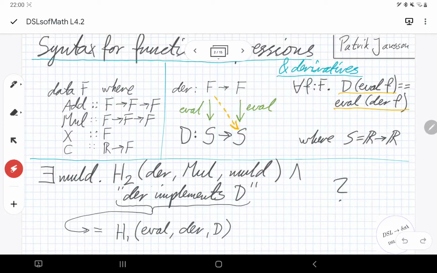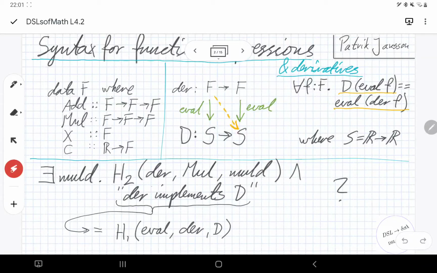I've underlined both the left-hand side and the right-hand side in yellow, and I've indicated in the figure a yellow arrow between the syntax tree and the semantics. You can see that the type of this diagonal is actually the same as the type of the evaluator. The evaluator translates from an F to an S, and also this diagonal, or this composition, computes from a syntax tree a normal mathematical function of one argument.